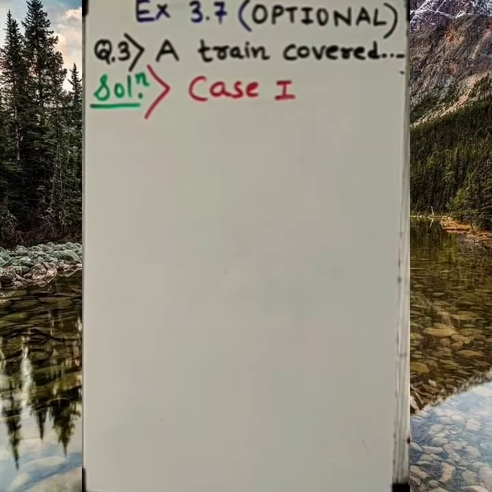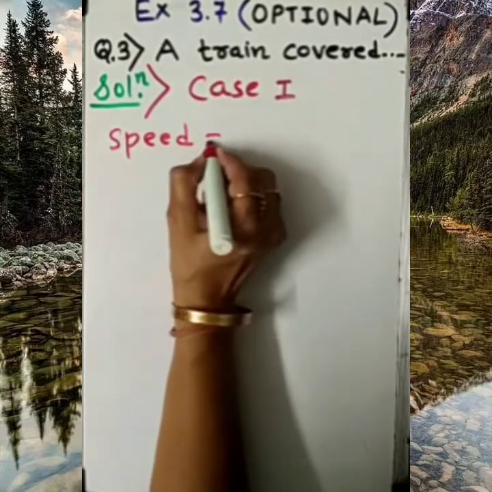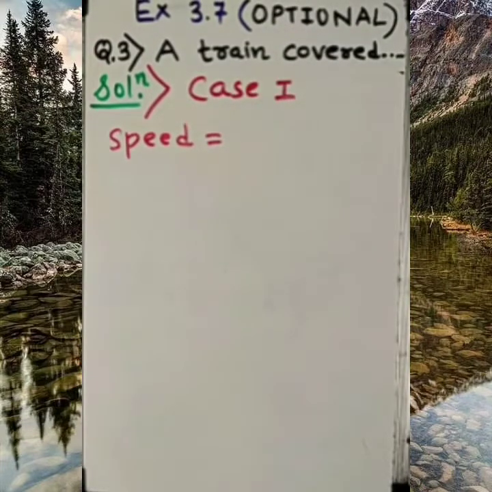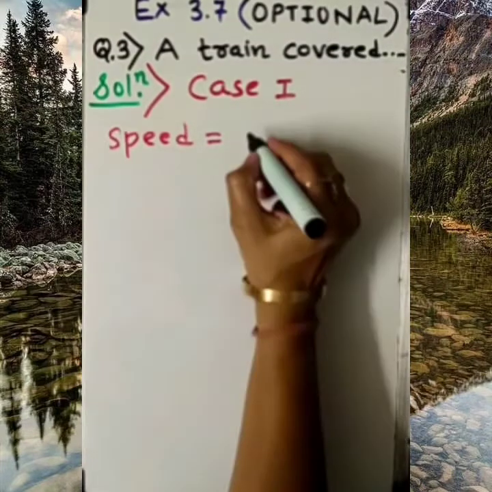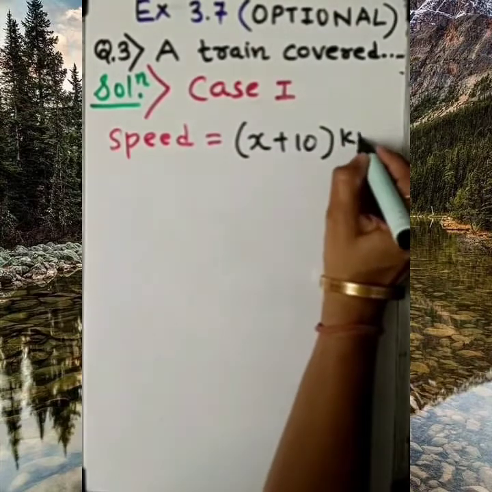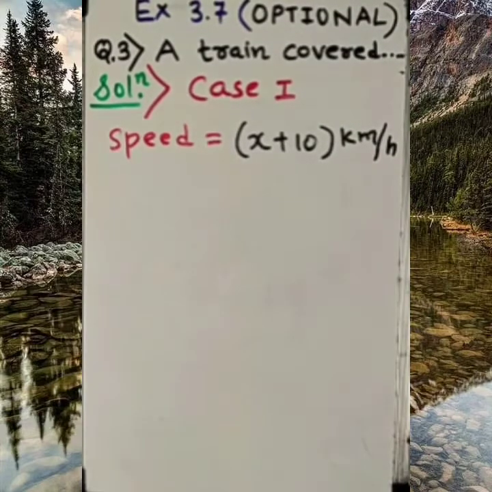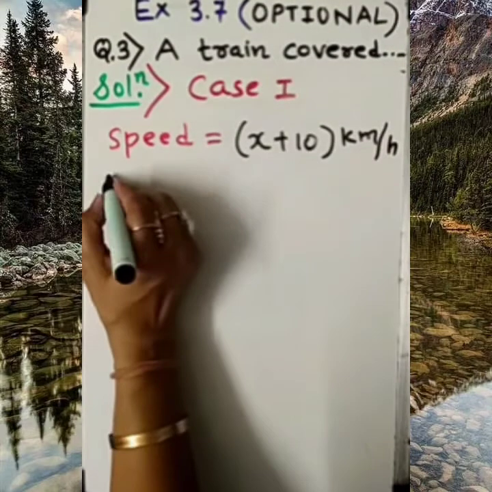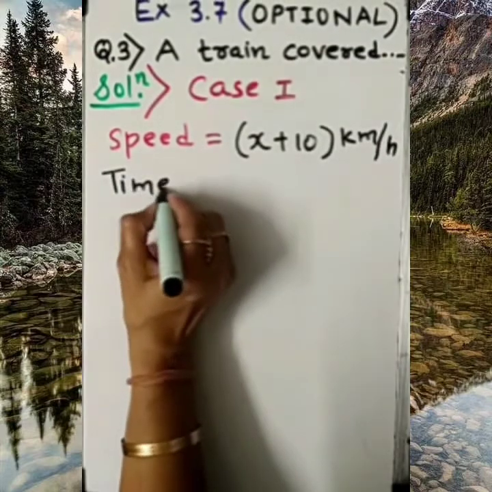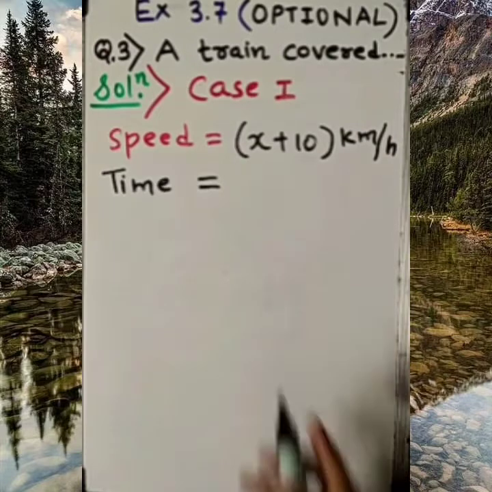In the first line, we are given that the speed increases by 10 kilometer per hour. So what will be the speed of the train at that time? In the beginning it was x kilometer per hour, and with an increment of 10 kilometer per hour, it will become x plus 10 kilometer per hour. Now, how much time is taken? They are saying 2 hours less than the original time.